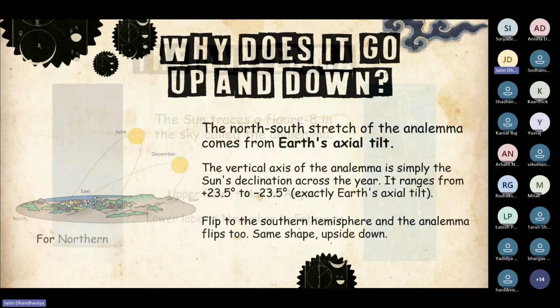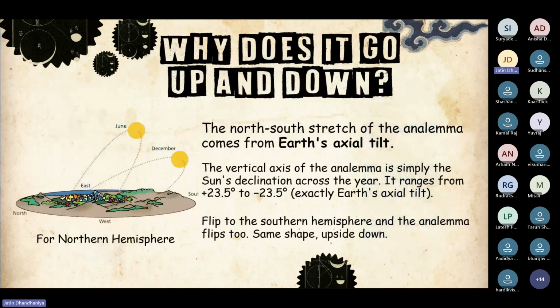So why does it go up and down? This is due to the axial tilt of Earth. The north-south stretch of the analemma comes from the Earth's axial tilt. The vertical axis of the analemma is simply the sun's declination across the year. It ranges from plus 23.5 degrees to minus 23.5 degrees, which is exactly the Earth's axial tilt.